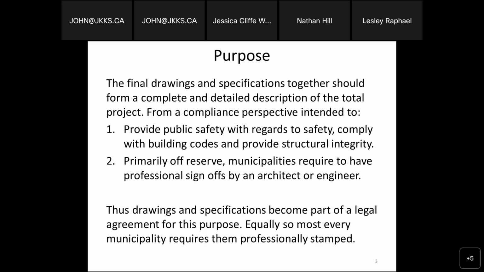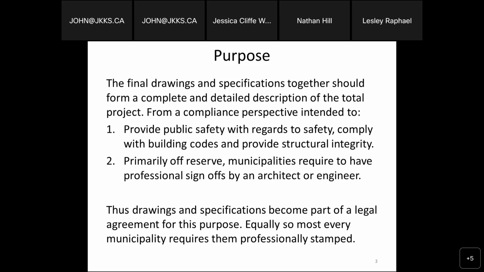Well, as I indicated, what's the purpose? If we take a look at it, the final drawings and specifications together should form a complete and detailed description of the total project. From a compliance perspective, it is intended to provide public safety, certainly human safety and occupant safety, and to comply with building codes and provide structural integrity. Primarily off reserve, municipalities are required to have professional sign-offs by an architect or an engineer. Thus, drawings and specifications become an important part of a legal agreement for this purpose. Equally so, most every municipality requires them to be professionally stamped.